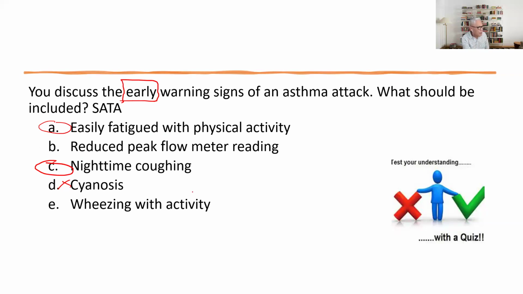And of course, cyanosis is not, and wheezing with activity would also be an early warning sign. So A, B, and E are all early warning signs of an asthmatic attack. A reduction in peak flow as well as cyanosis means to say that these are signs and symptoms of an active asthma attack that would require medical treatment.